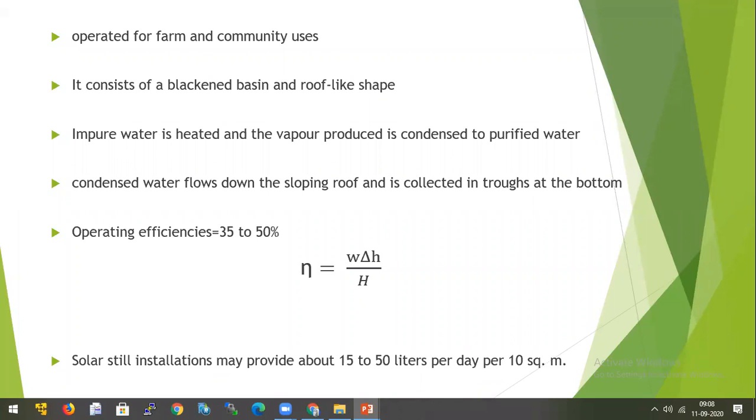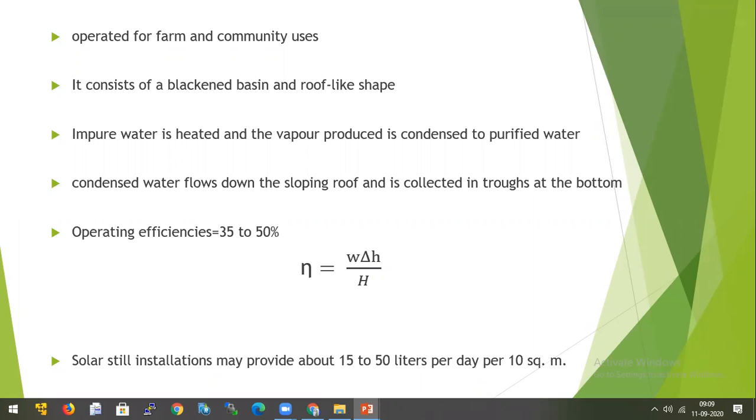So the performance of solar still is expressed as the quantity of water produced by each unit of basin area in one day. That means liters of water per square meter of basin area per day. This quantity will vary with the design of the still, as there will be various designs, and it also varies with the intensity of solar radiation.